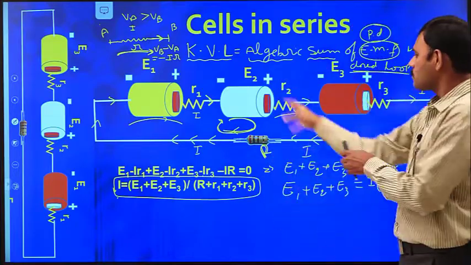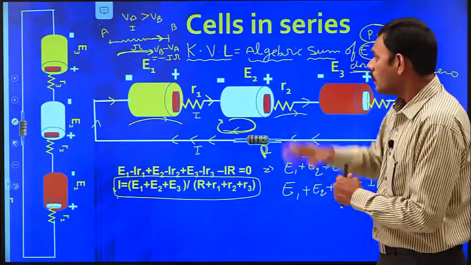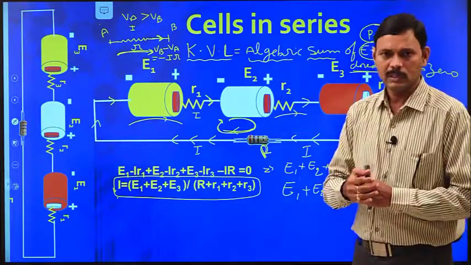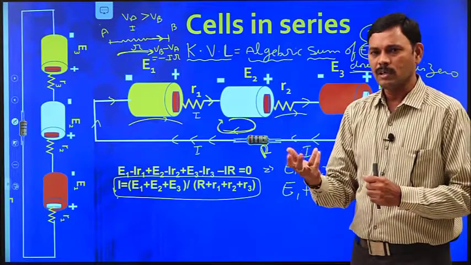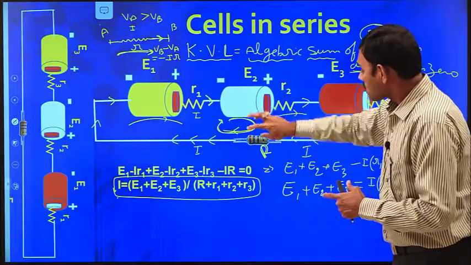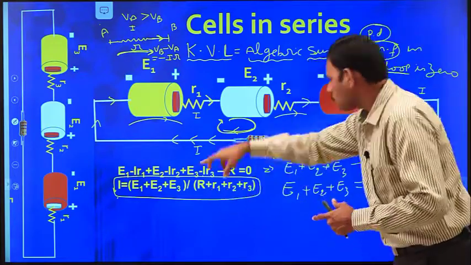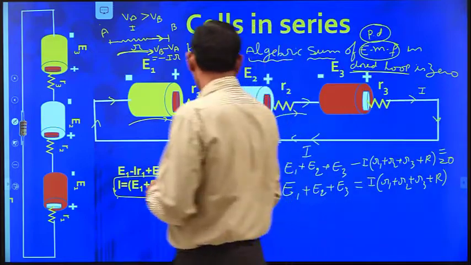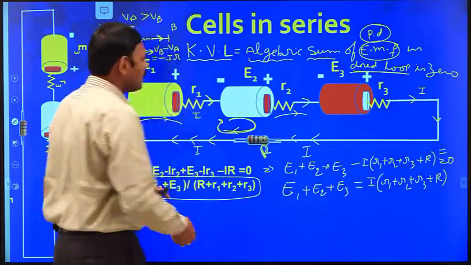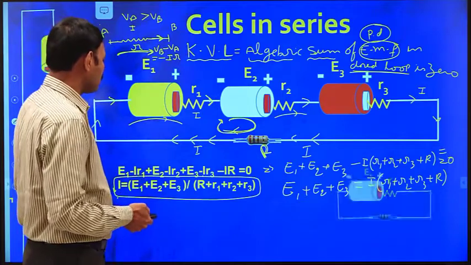All resistances are added in series. So, I is equal to the algebraic sum of EMFs, E1 plus E2 plus E3, net EMF of the series combination, whole divided by the sum of resistances, internal and external. So, capital R plus R1 plus R2 plus R3. So, this is a very, very important expression for series combination of cells.